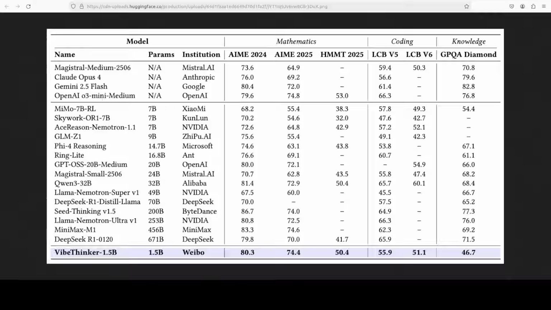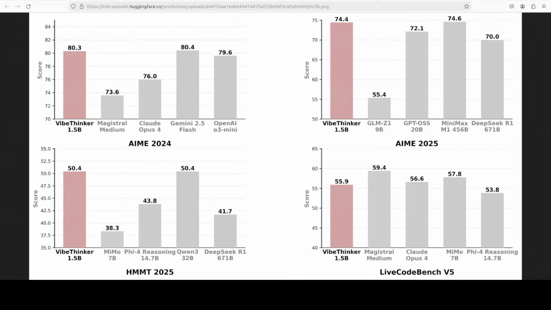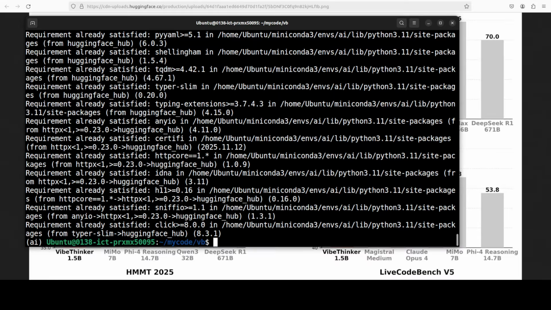And also in the coding tasks, as you can see, it remains competitive with a score of 55.9 on LiveCodeBench, where it has either outperformed or matched several open weight models. So I think very impressive stuff, and same goes here for AIME, which I was talking about, and there is a lot of other data which they have shared on their model card, and I will drop the link to it in the video's description.